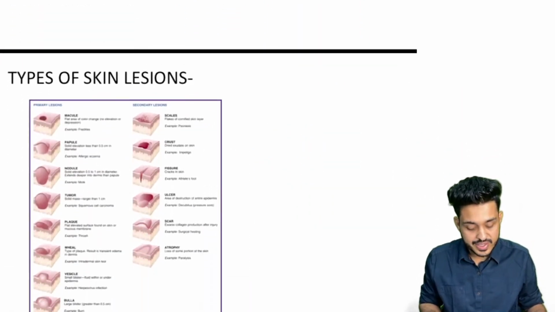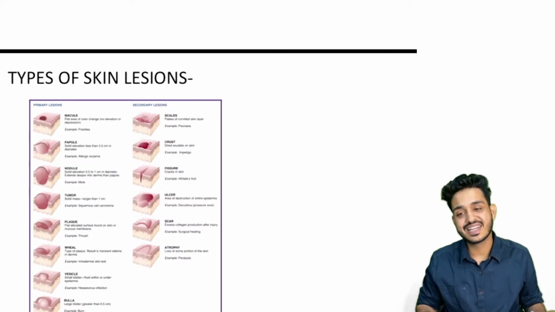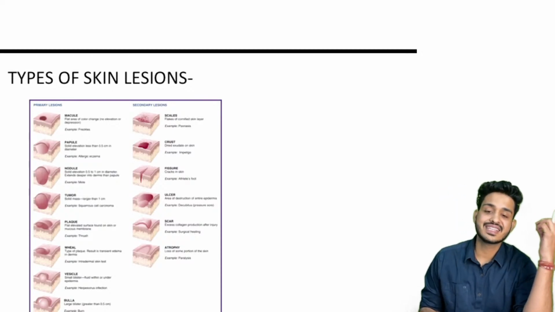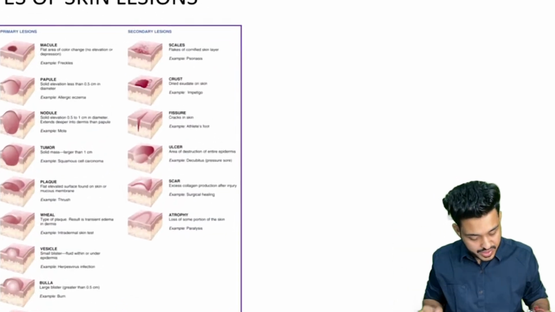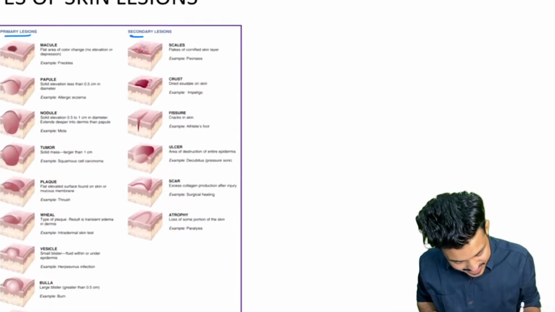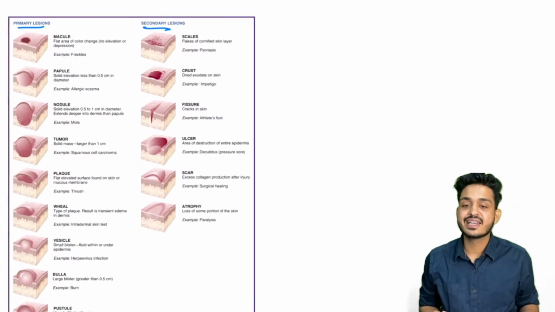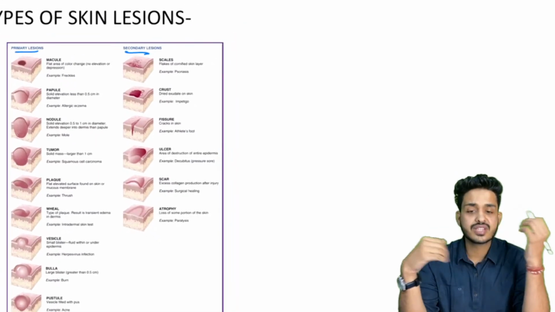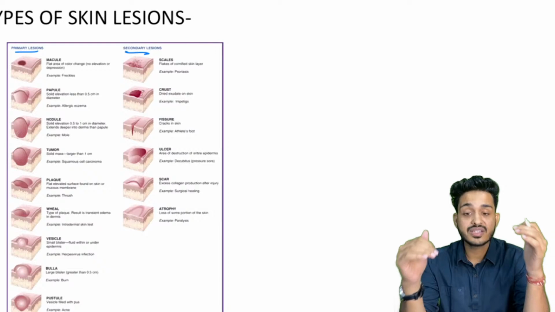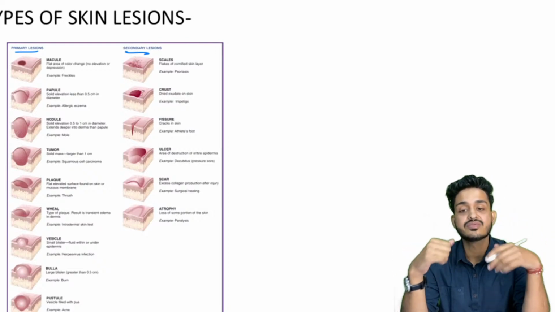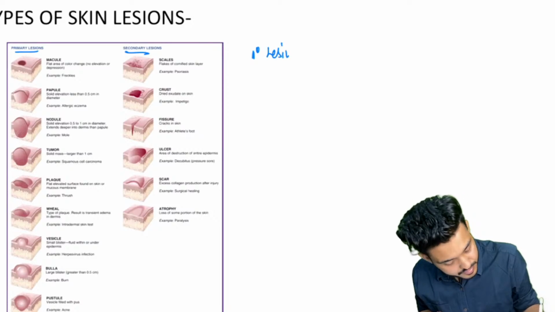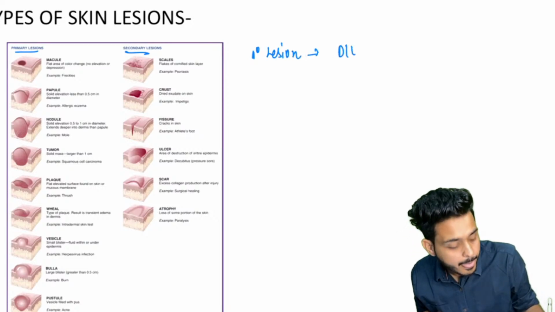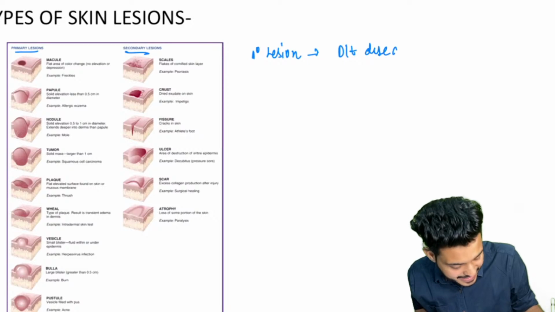Now we will talk about certain types of skin lesions. अब हम लोग पढ़ेंगे skin lesions के बारे में. So we have two types of skin lesions. The first one is the primary skin lesion and the second one is the secondary skin lesion. What is the difference between primary and secondary? Look here guys, primary skin lesions are those lesions which are due to the primary disease. Primary lesions are due to the disease itself.